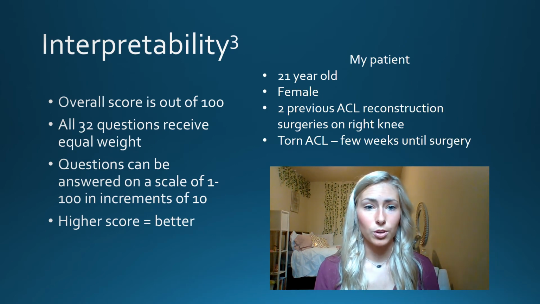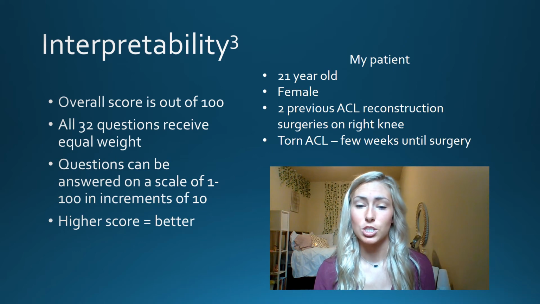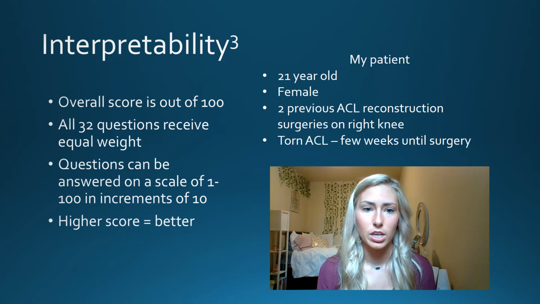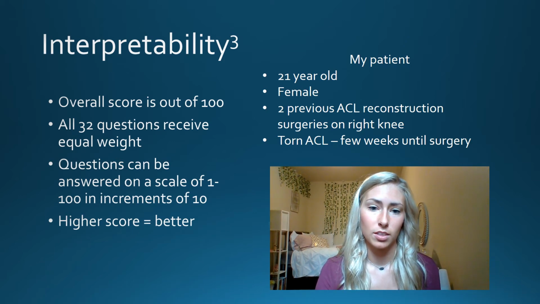The overall score for this questionnaire is out of 100, with all 32 questions receiving equal weight. So each question can be answered from 0 to 100 in increments of 10. So 0, 10, 20, 30, all the way up to 100. And at the end, the total score is added up and divided by 32.